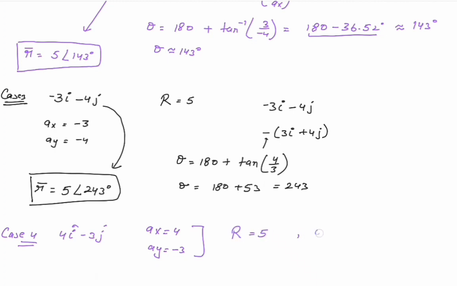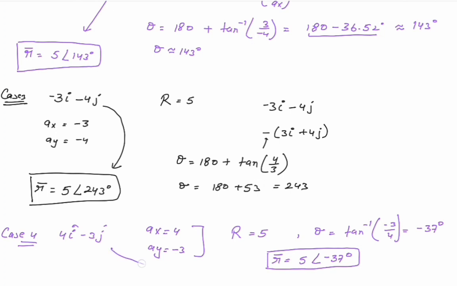And how to calculate theta? No use of 180 degree because ax is not negative here. Theta will be given by the simple formula tan inverse ay upon ax, minus of 3 upon 4. You will get theta as minus of 37 degree approx. So we can write the vector as 5, and angle is minus 37 degree. This is the polar form of the given vector. These are the 4 possible cases for converting a given Cartesian vector into the polar form.